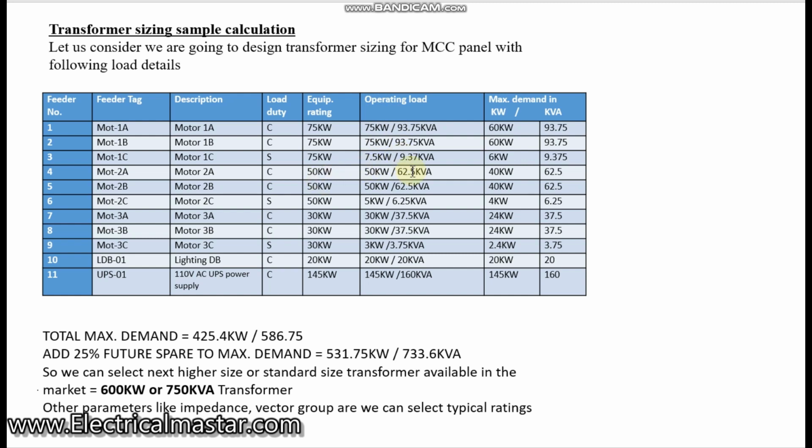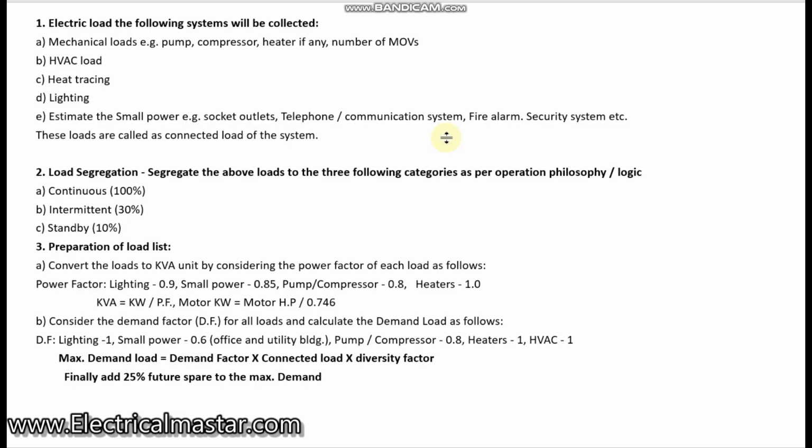If it is continuous, 100% value. Intermittent means 30% of that equipment rating value. Standby means only 10%, 3 kilowatt. Operating load is finished. Then third is the maximum demand. Maximum demand is found by taking the operating load value coming here and multiplying with the diversity factor. So for example, here motor 75 kilowatt is the operating load. The diversity factor we already discussed, it is 0.8 for motor and pump compressor.